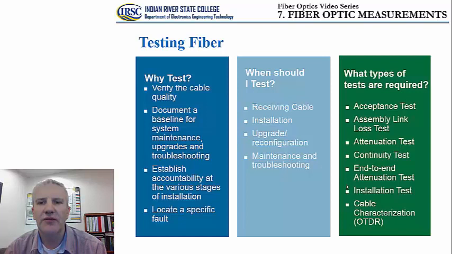What types of tests are required is also listed here on the right side. We may perform an acceptance test. We may conduct an assembly link loss test. There's also an attenuation test, continuity test. It's possible also to do an end-to-end attenuation test, cable characterization using OTDR. So there's a large variety of different types of tests at different levels and at different times that are being conducted during the life of an optical fiber link, from its installation throughout its use.